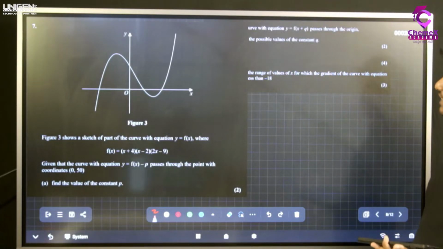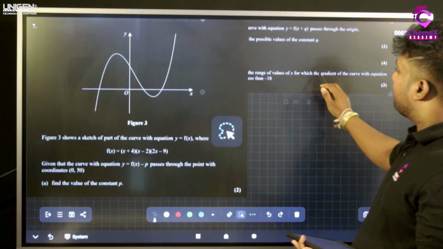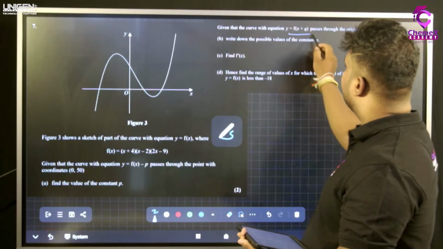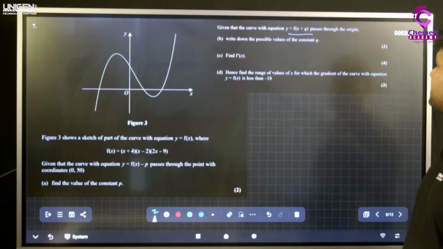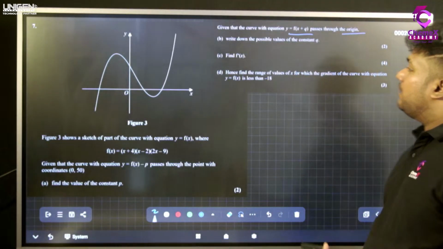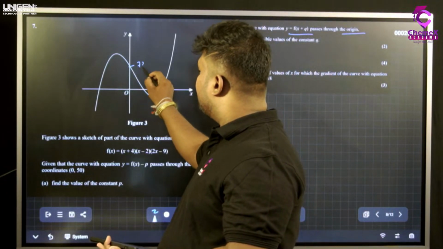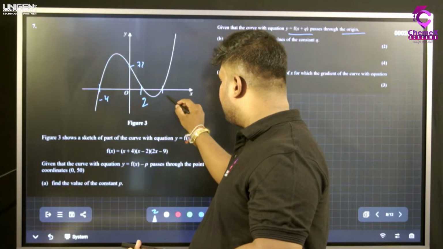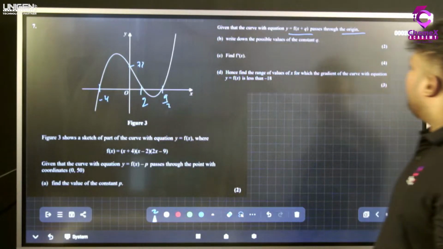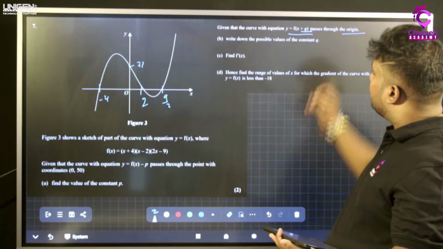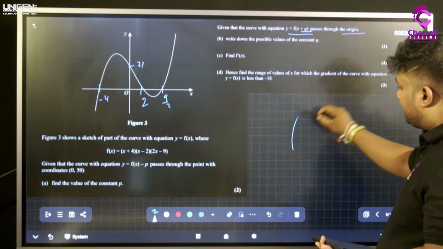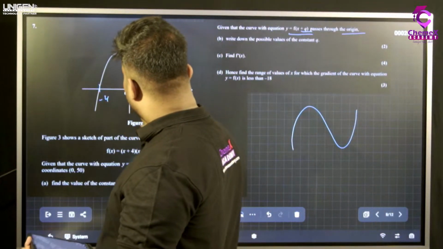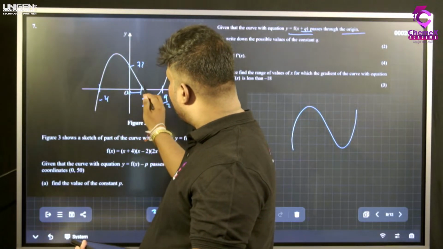All right. Next part. Given that the curve with y equals f(x) plus q passes through the origin. Now you know here it was 72, here it was minus 4, here it was 2, here it was 9 over 2 or 4.5. Now he says it passes through the origin. Write down the possible values of q. So this graph can shift 2 steps to this place, right? This point can shift there.